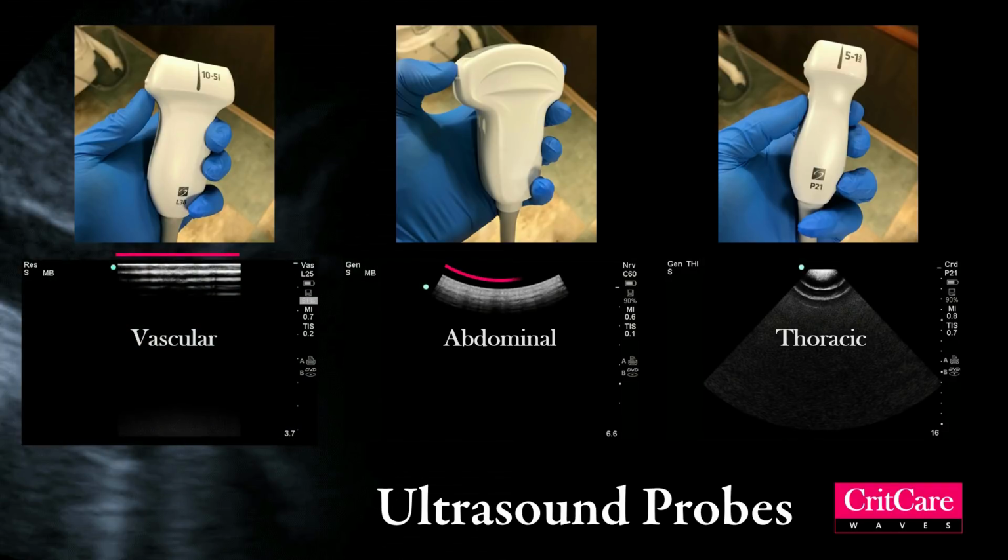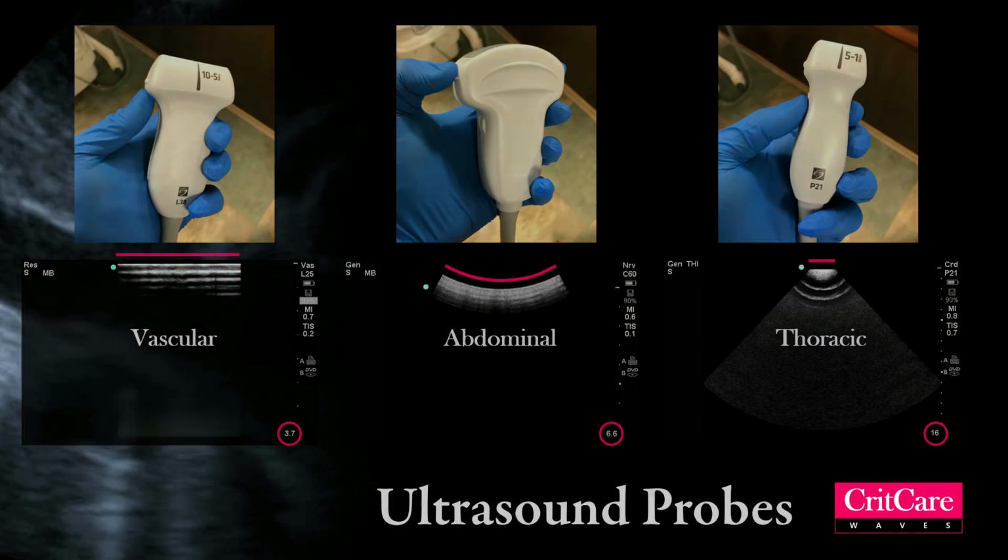The ultrasound screen will show a different footprint corresponding to the probe that is selected. Also note that the selected depth of scanning is shown on the screen. You can adjust this as needed.